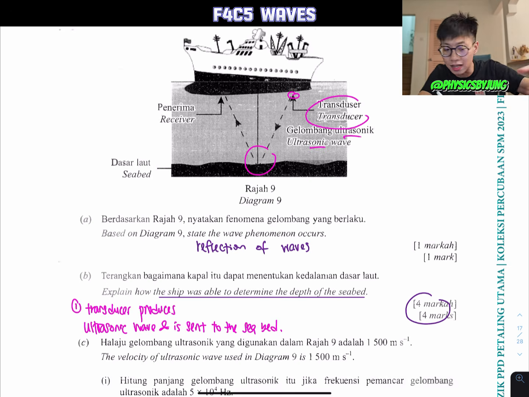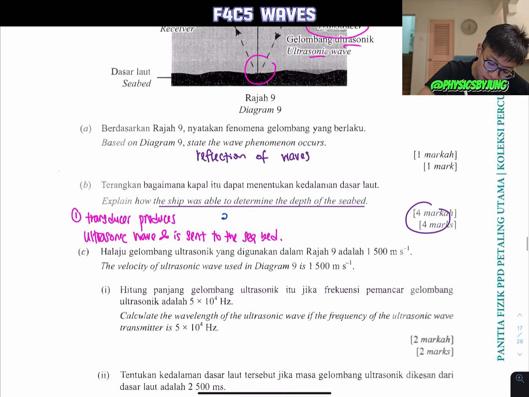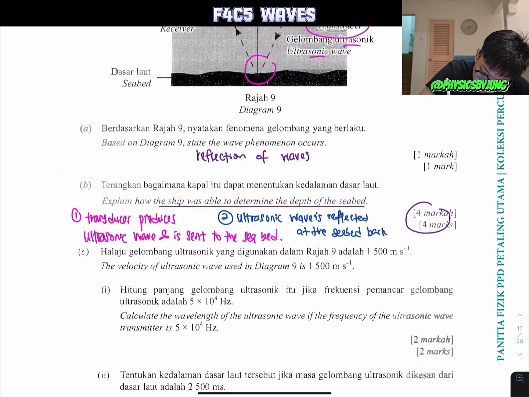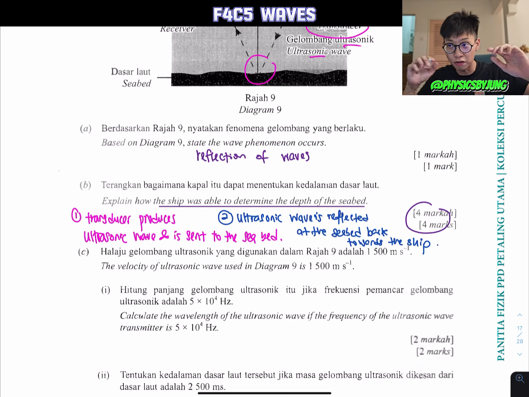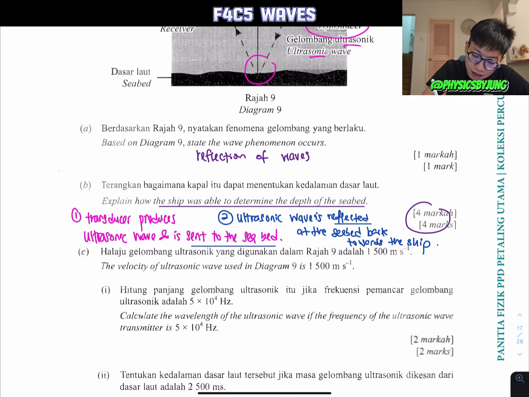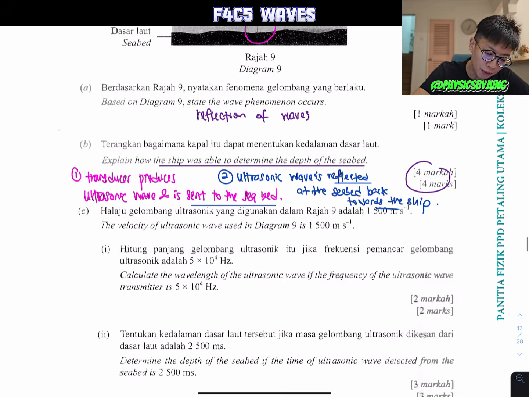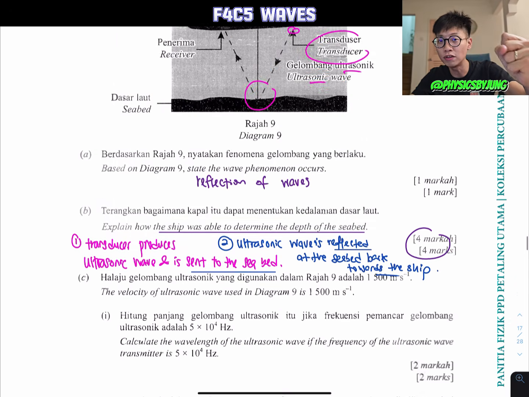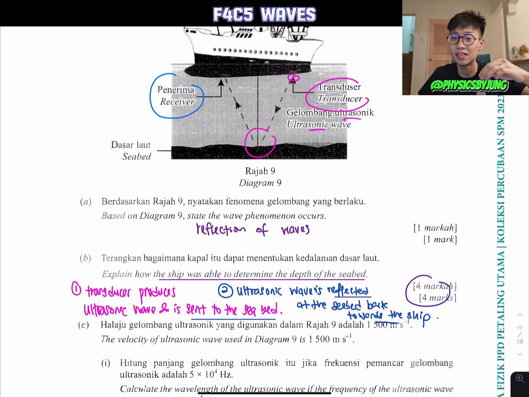Second part, we talk about what happens at the seabed. This is where we involve the physics. So you can say the ultrasonic wave is reflected at the seabed back towards the ship. When we explain this, it is good if you can specifically say the direction. This one is sent to the seabed, so after it is reflected at the seabed, it goes back towards the ship. Then what about my third point? Which thing is going to get back the wave? They even tell you this is your receiver.